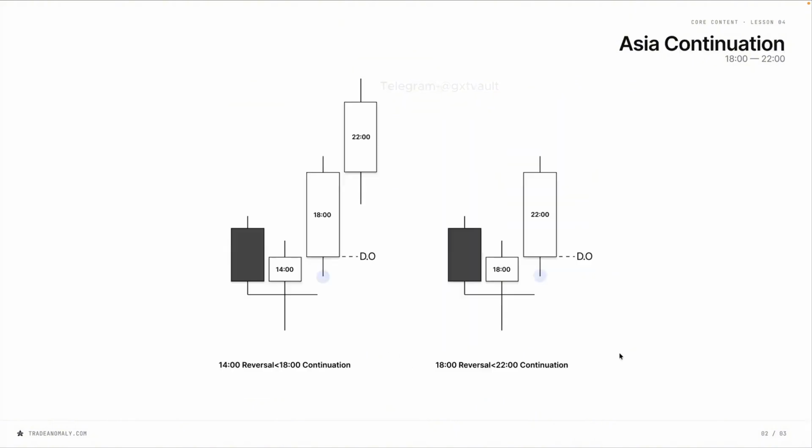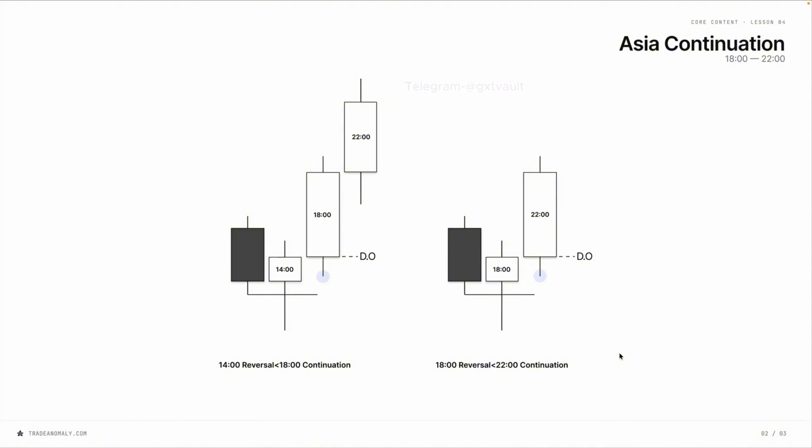So if you're looking to trade an expansion within your session, you're essentially looking to trade a 4-hour expansion candle, right? That represents the session that you want to trade. So if you want to trade an Asia reversal / continuation, then you're looking to trade the 1800 / 2200 expansion candle. It's pretty much that simple, right?